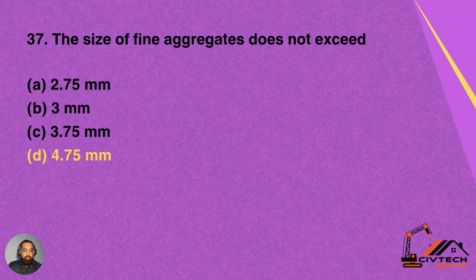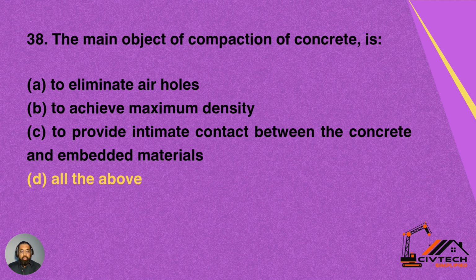Question number 37. The size of fine aggregate does not exceed: so what should be the maximum size of the fine aggregate? Option A is 2.75 mm. Option B is 3 mm. Option C is 3.75 mm. Option D is 4.75 mm. So option D is the correct answer for this question, which is 4.75 mm. The size of fine aggregate or sand should not exceed 4.75 mm.